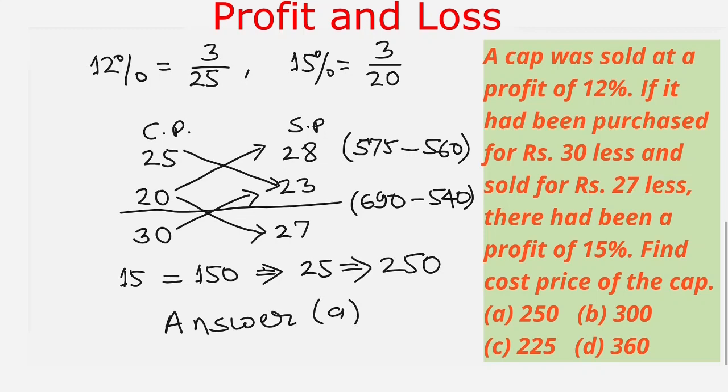This way we can solve this question by the cross multiplication method, and from the given options our answer is option A, rupees 250. I hope you have understood the short trick of solving such type of question.